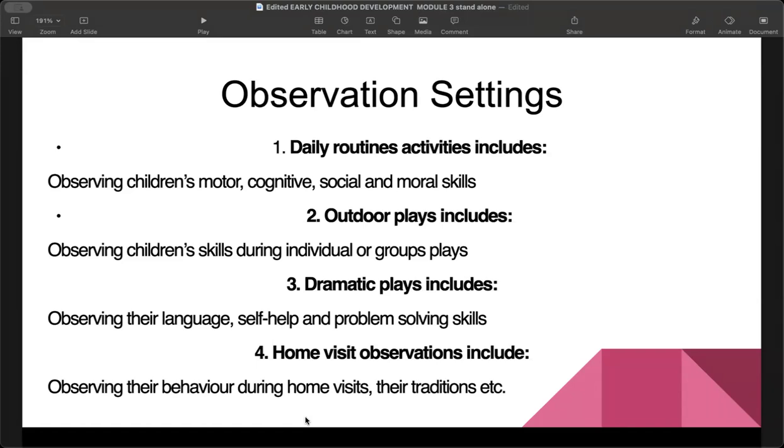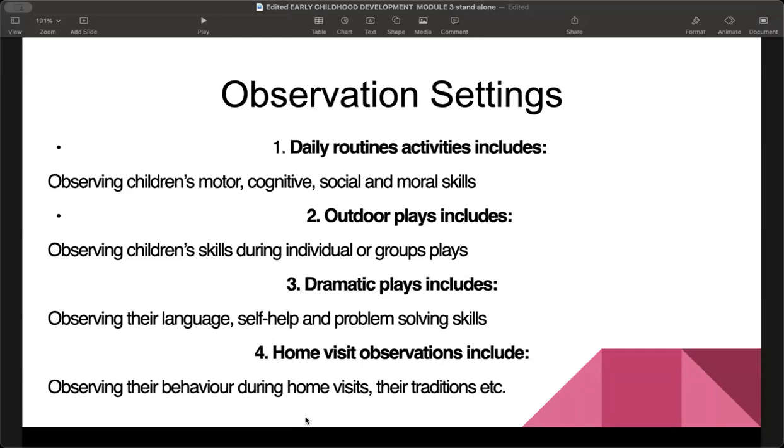All right, observation settings. Number 1, daily routines activities include observing children's motor, cognitive, social, and moral skills. Number 2, outdoor play includes observing children's skills during individual or group plays. Number 3, dramatic play includes observing their language, self-help, and problem-solving skills. And number 4, home visit observations include observing their behavior during the home visits, their traditions, etc.